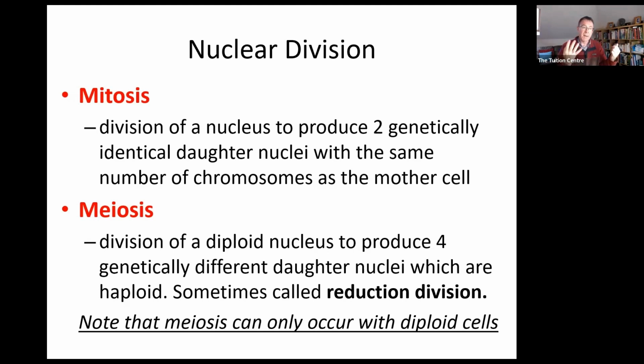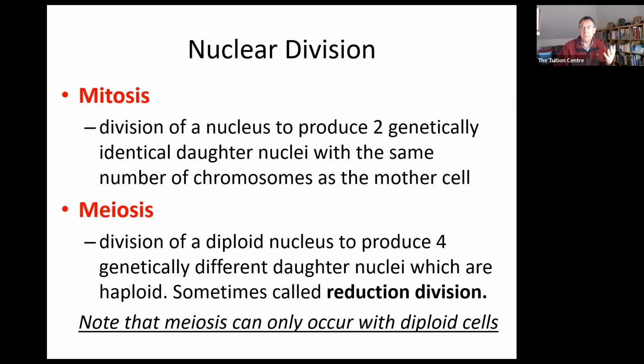not least because they're haploid. They only have half the number of chromosomes compared to the original mother cell. So that's a big difference to begin with. But they're also going to be genetically different to one another. All these daughters are going to be genetically unique to each other. This is the reason that meiosis can only happen with diploid nuclei.